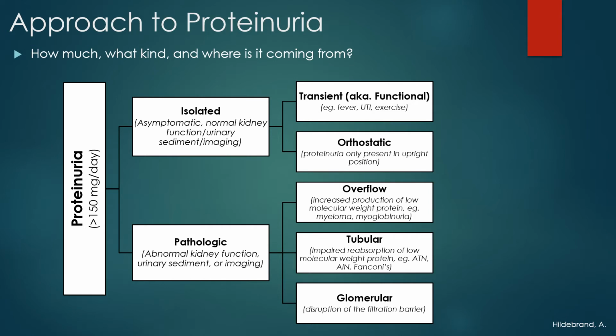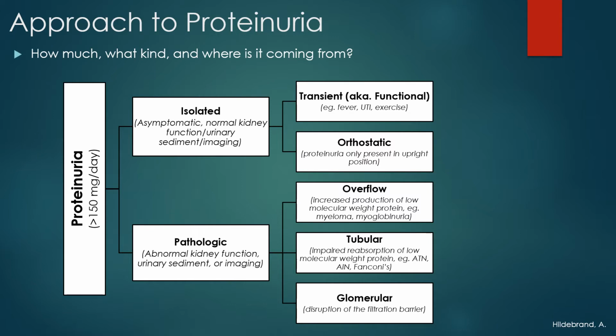Orthostatic proteinuria is seen in young children and young adults, whereby the proteinuria is only present in the upright position. It can be determined by split urine testing, where patients have their urine protein excretion quantified in a supine and upright position.